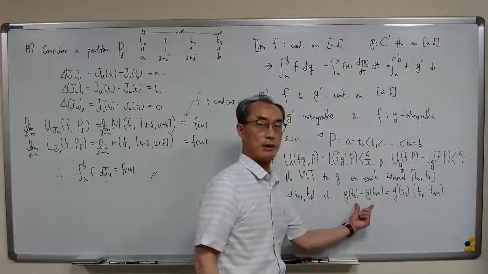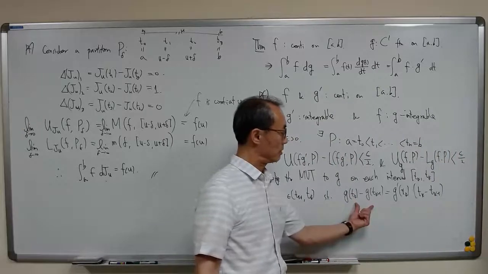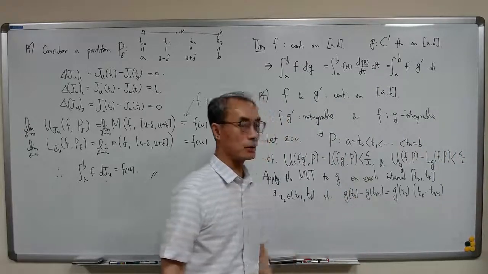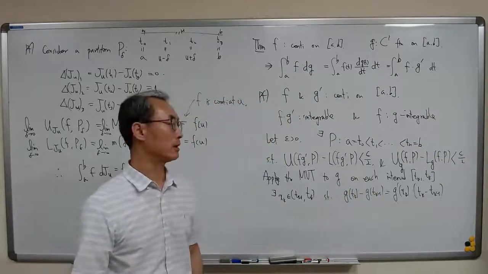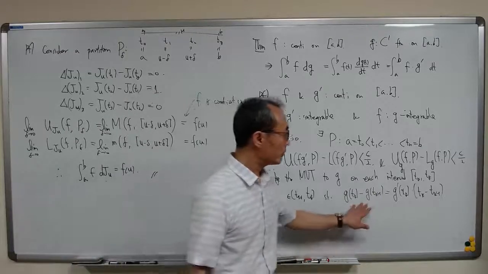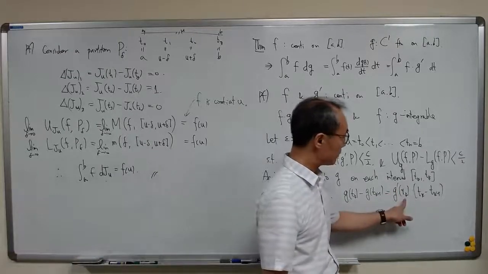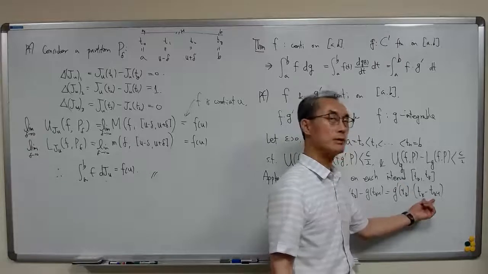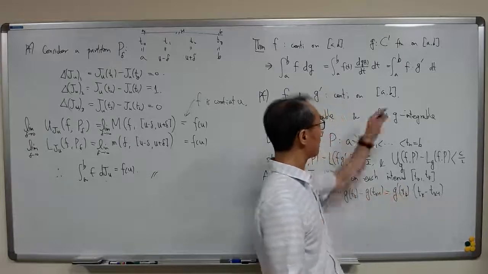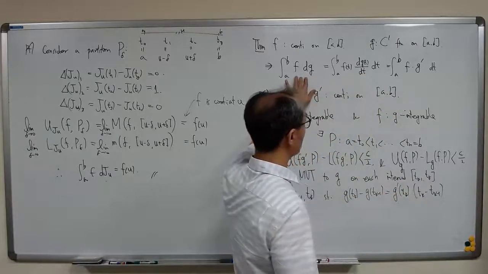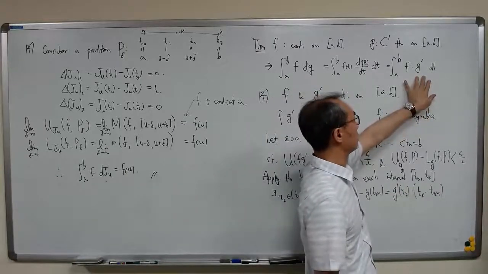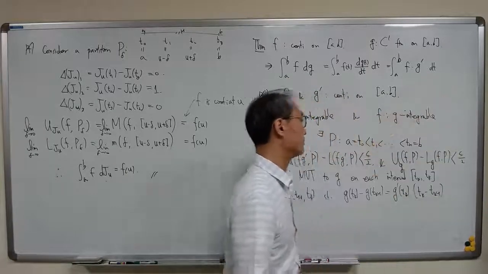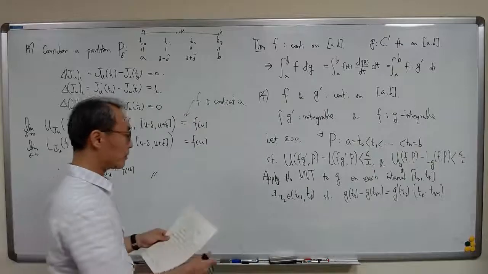This is the increment of function g that we're going to use for the definition of the Stieltjes integral, which can be replaced by g prime at some point multiplied by this one. So can you see the relation between the Stieltjes integral like this and the Riemann integral with g prime in here?